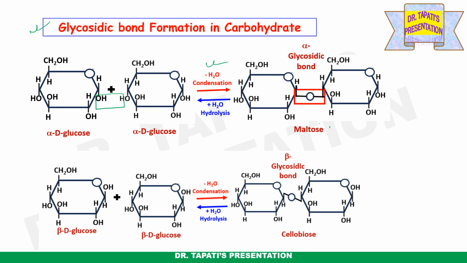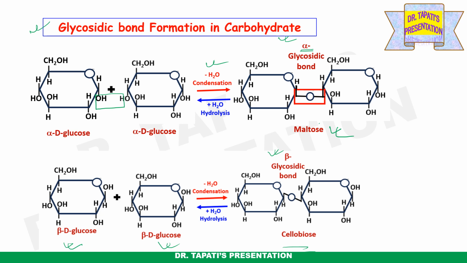I have given here maltose as the disaccharide, where in between two alpha D glucose, alpha glycosidic linkage is present. Whereas I have given another disaccharide, that is cellobiose, which is composed of two molecules of beta D glucose. Therefore, in between these two glucose molecules, beta glycosidic linkage is present. So maltose and cellobiose are disaccharides.